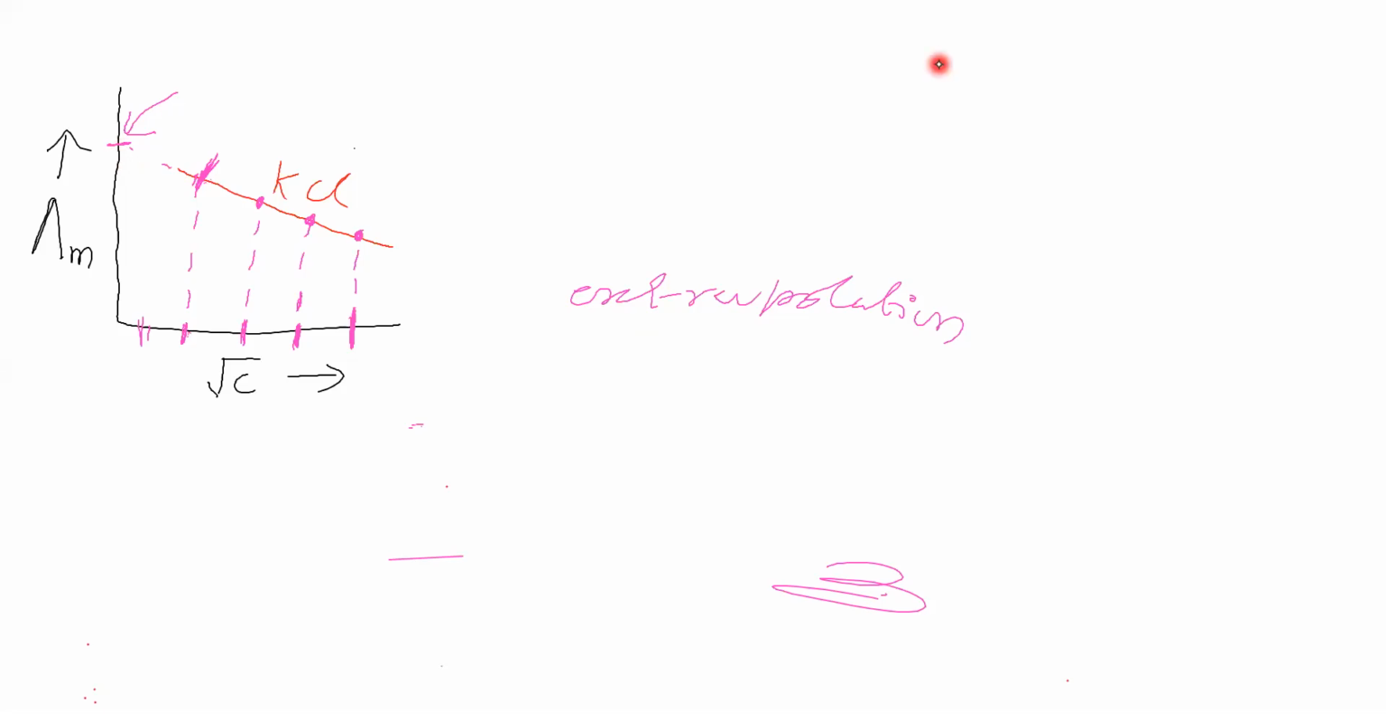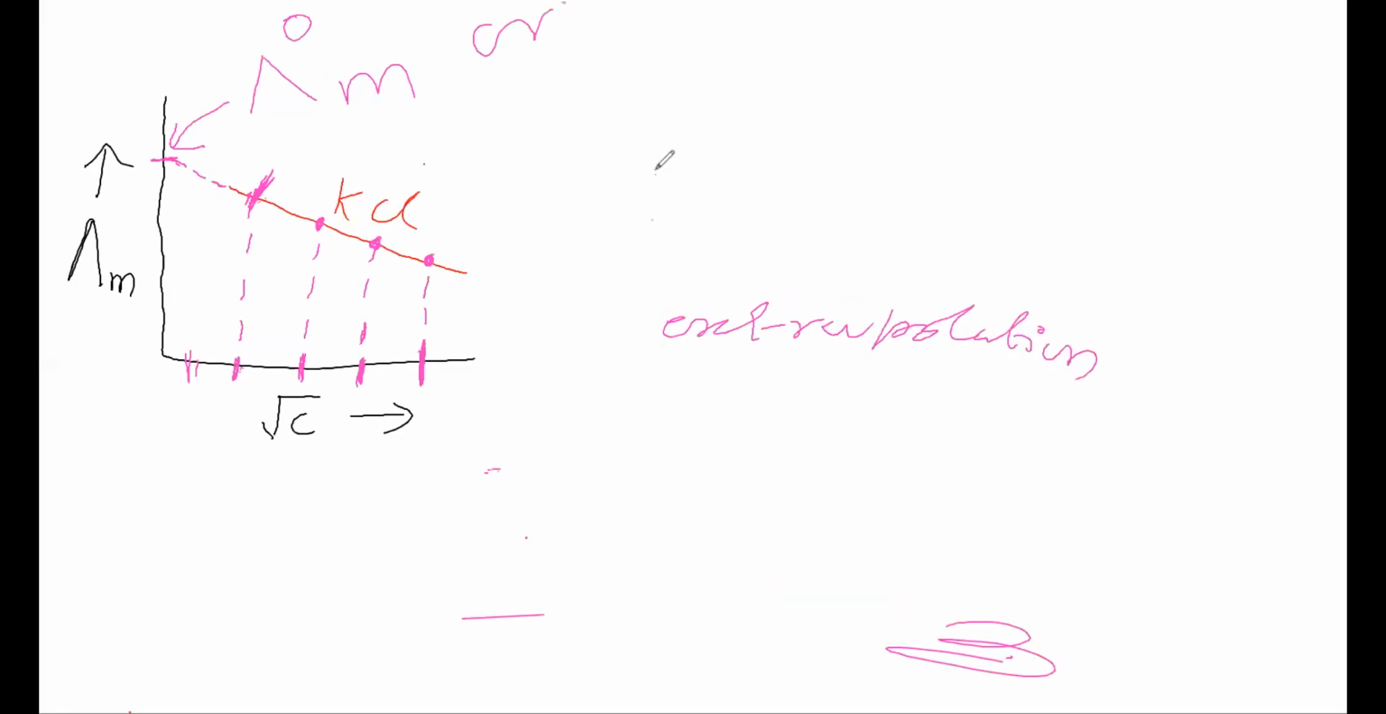Now how to extrapolate? Here we have seen the nature, and by seeing the nature, we are extrapolating the curve like this. It is called extrapolation. Now at this point, concentration is 0. Therefore this lambda m is called the molar conductivity at 0 concentration.